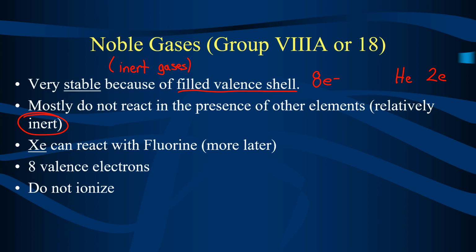They do not form ions, so they have a 0 for ionic charge. They're always neutral. So they don't ever bond on an ionic basis. They always bond on a covalent basis when they do bond.